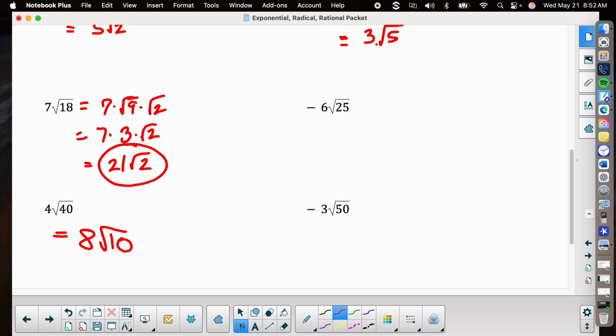Okay, so what you probably accidentally did was you probably accidentally added the 4 and the 2. So this is going to change into 4 times square root of 4 times square root of 10. That's 2. And so I'm hoping or assuming that you accidentally added the 4 and the 2.